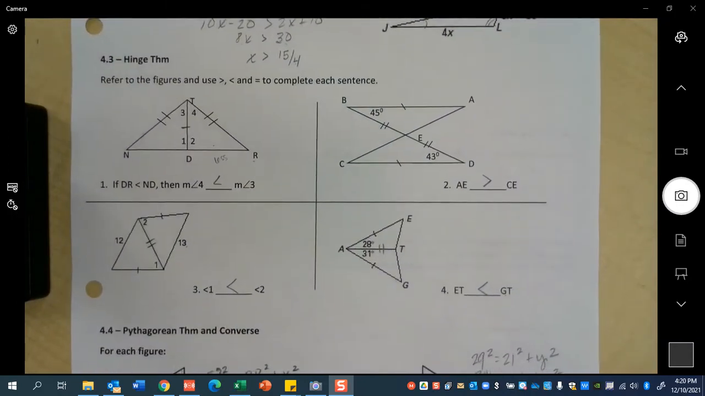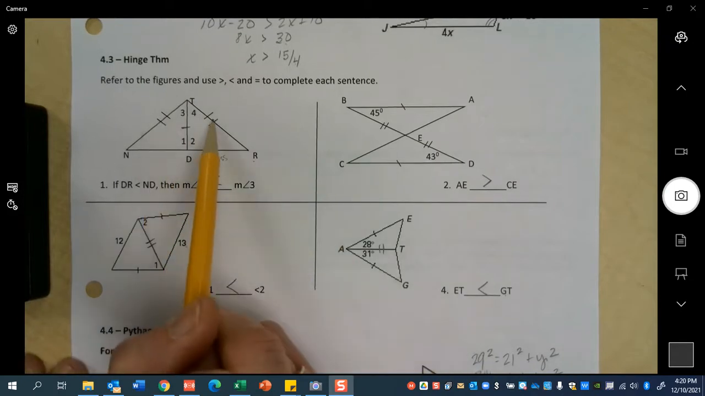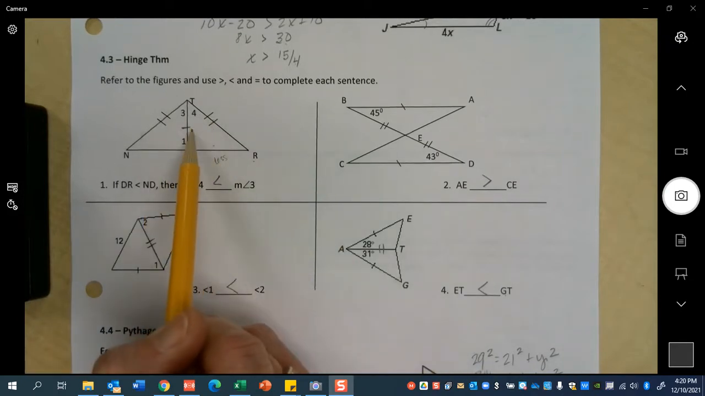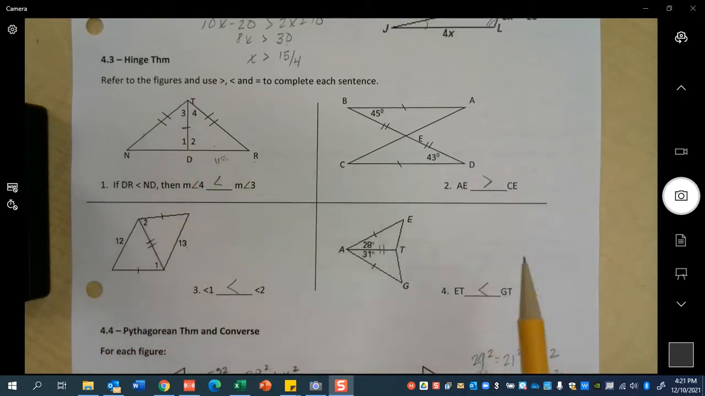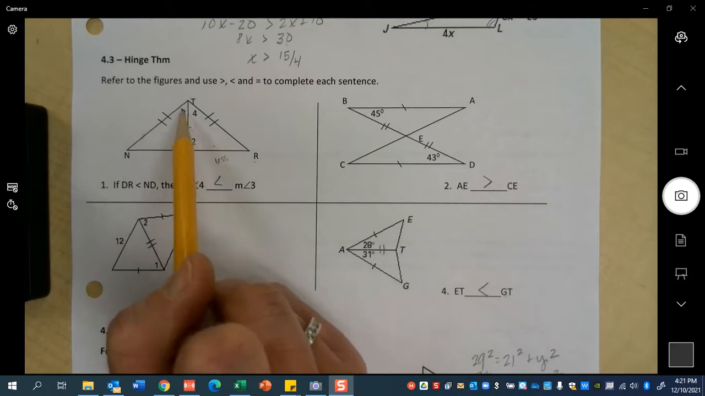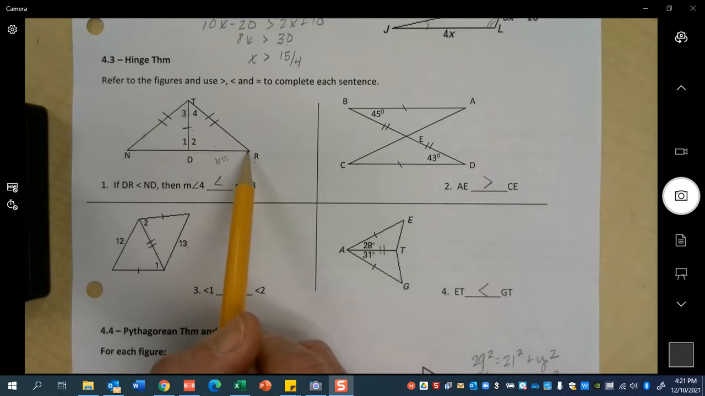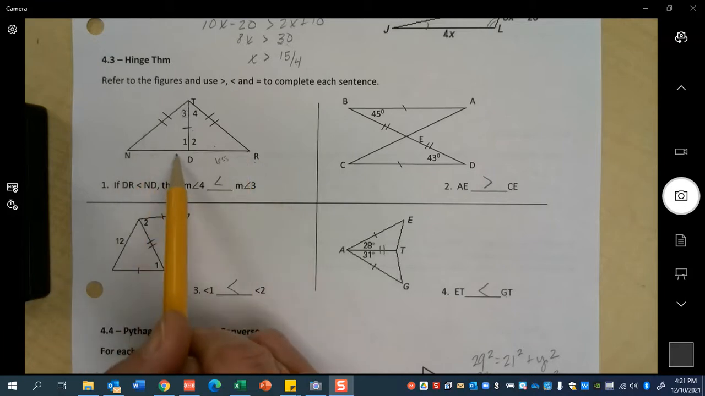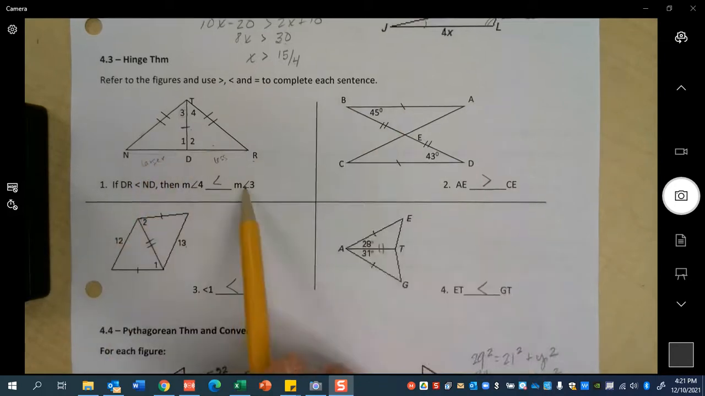All right, when I'm looking at my hinge theorem, I have this side, it's congruent to this side, and this side's congruent to itself. So that means that because this angle here, if I have DR is smaller than ND, that means that ND is larger, which means angle 3 has to be bigger than angle 4.